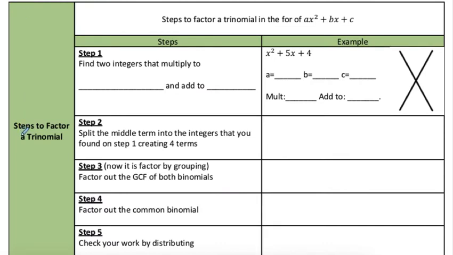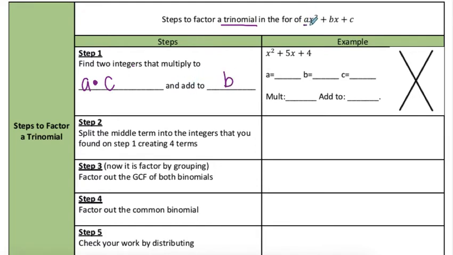So when we look at the steps to factoring a trinomial, we're going to eventually get to factor by grouping. Everything that we've done here is what we did the day before when we had factor by grouping. So how do we get to that? Here are the steps to factor a trinomial that is ax squared plus bx plus c. It says find two integers that multiply to, and I'm actually going to say a times c, sorry, a times c, and add to b.